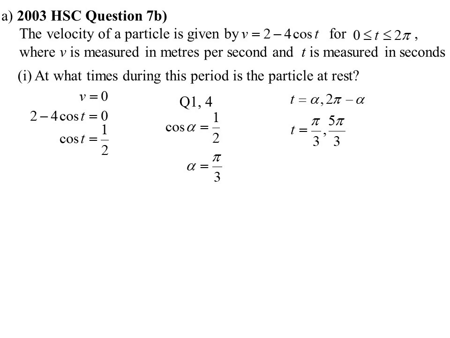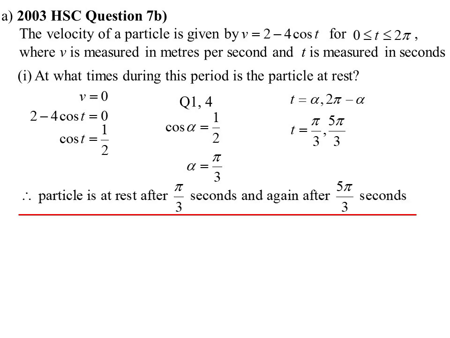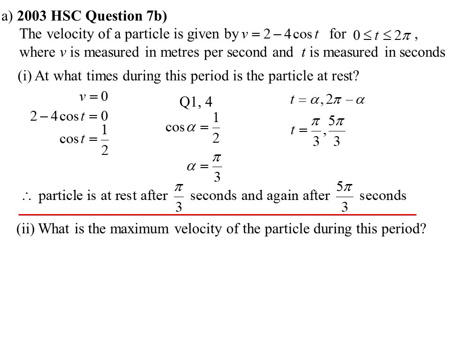And so it's got to be in radians. So the particle is at rest after pi on 3 seconds, and then again after 5 pi on 3 seconds. What is the maximum velocity of the particle?